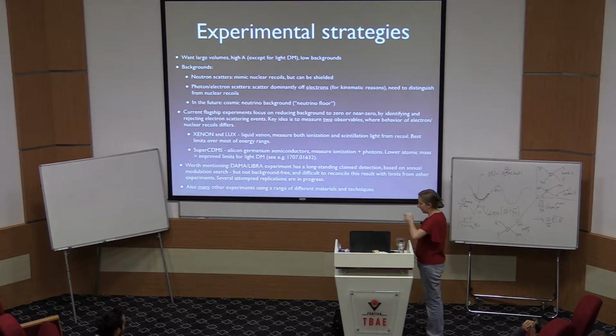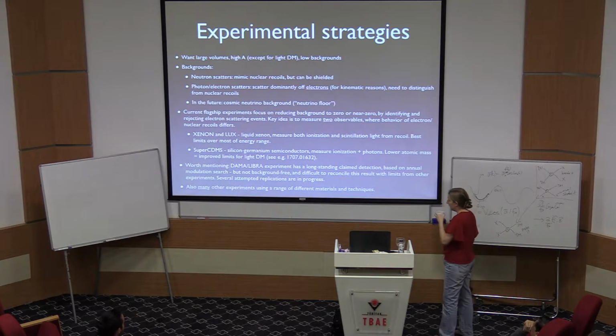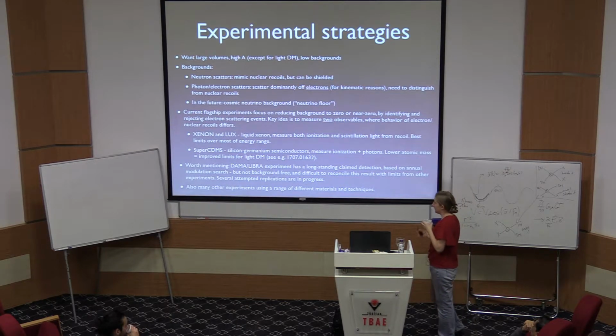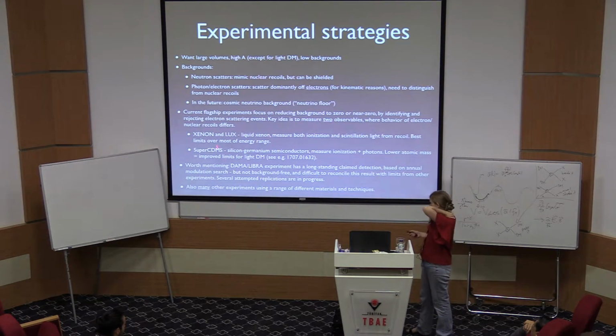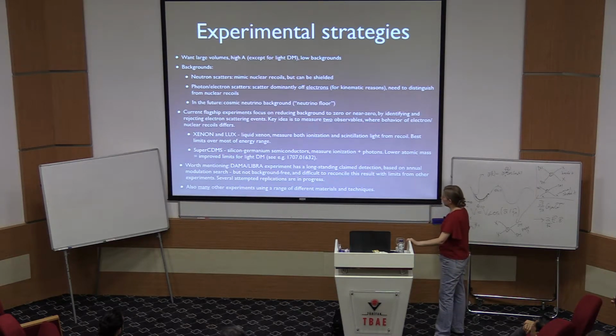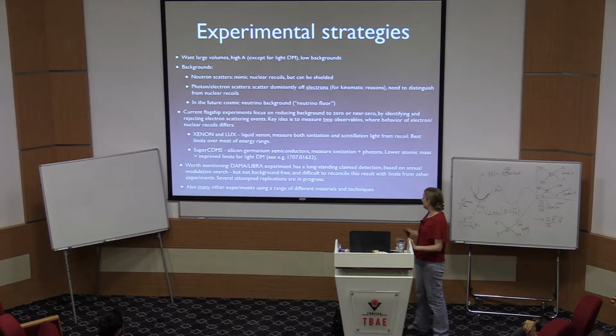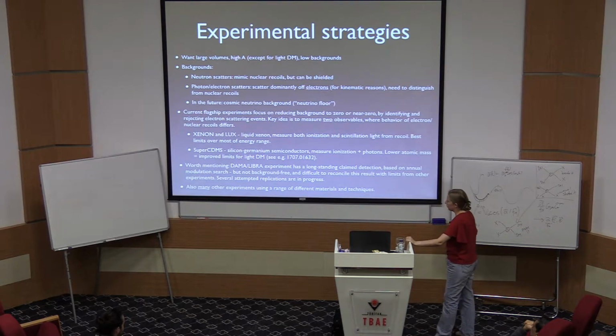The signal that they're looking for to measure the recoils is the ionization and scintillation in the detector, and they set the best limits over most of the energy range above 10 GeV. Now there are some competing experiments. SuperCDMS is a silicon germanium experiment, so it's still ionization plus phonons. They have a lower atomic mass and can get somewhat better limits for light dark matter, but really to get to light dark matter you want new search strategies.